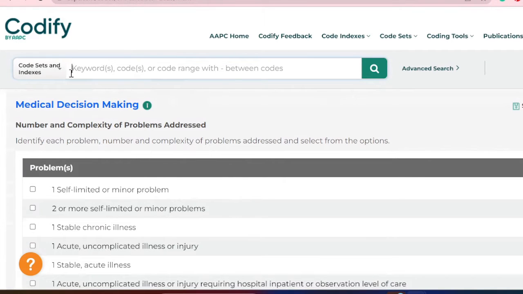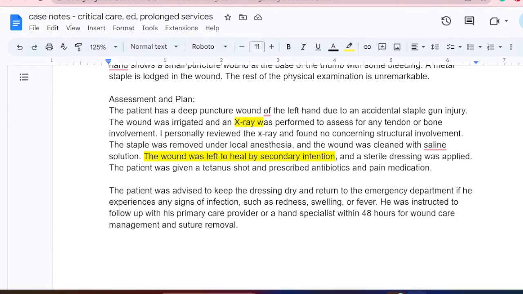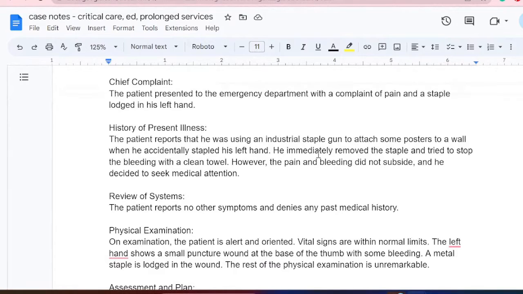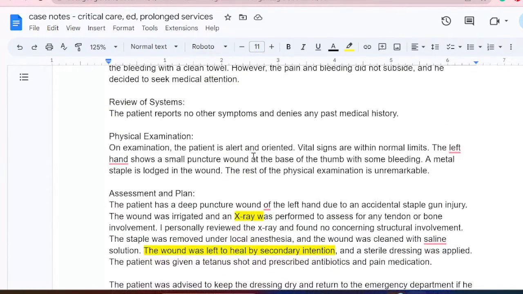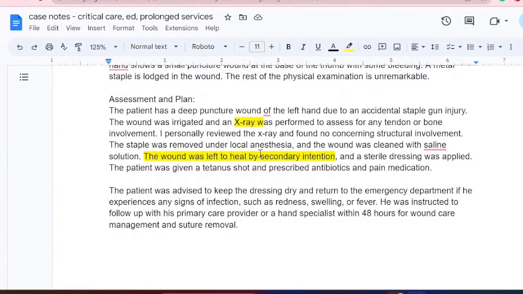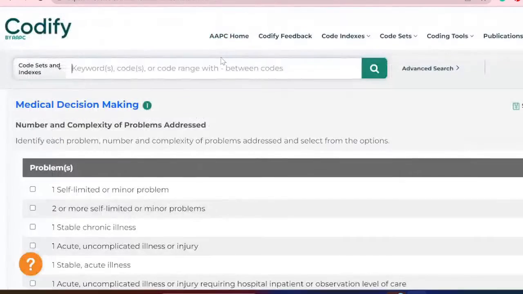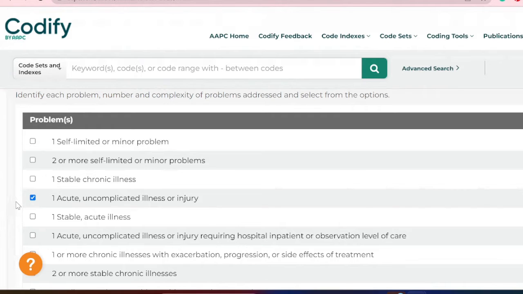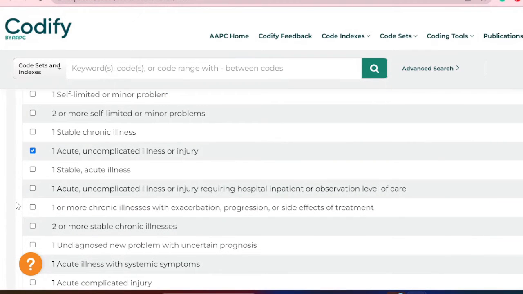First is our problems. How many problems does this patient have? Well, when we look at the case, there's not even chronic conditions addressed here. They really are here for this staple lodged in their left hand. They might have some chronic conditions, but they're certainly not in the documentation that we've got. Small puncture wound, base of the thumb, a little bit of bleeding. Again, we did an x-ray. Wound was left to heal. So really, I would say this is an uncomplicated illness or injury. I don't see that there was tendon involvement, bone involvement. It didn't affect any other sort of systems. It's going to heal up without a lot of intervention. So I would say this is an acute, uncomplicated injury.